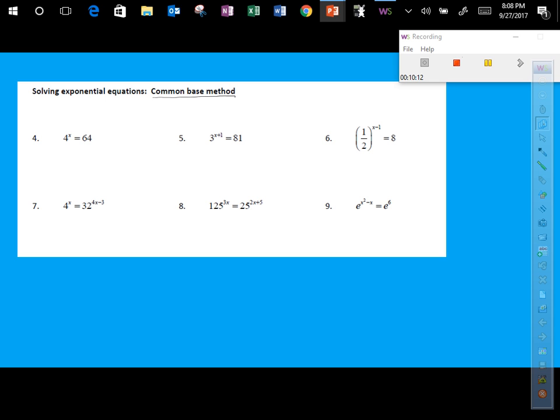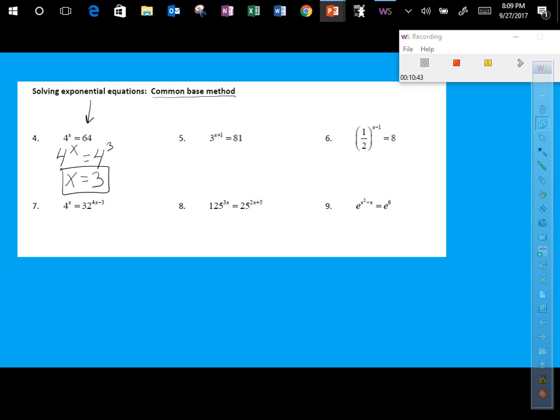Look at 4 to the x equals 64. I'm going to ask myself if I could write 64 as a base of 4. If I can, good for me. If I can't, we got to work on both bases. Well, I'm going to think of this as 4 to the x. I'm going to think of 64 as 4 to the third power. Once our bases are the same, I can just work with the exponents. In this case, x is going to be 3.